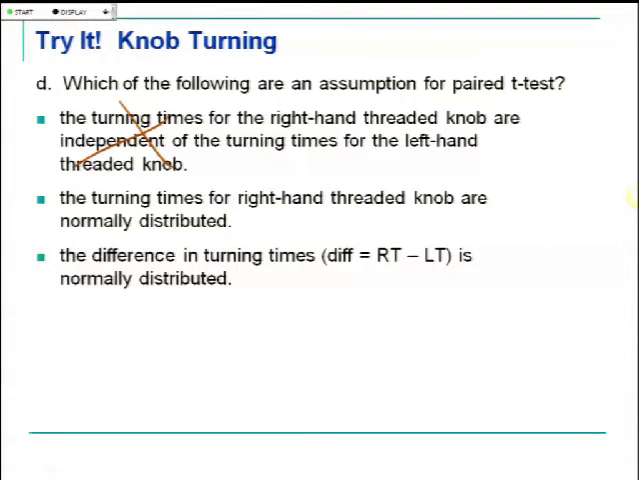One of them, they both talk about normality, which I know is a condition that's needed. The first one says the turning times for those right thread knobs are normally distributed. And that last bullet says the difference in turning times is normally distributed. Which one? Top or bottom?